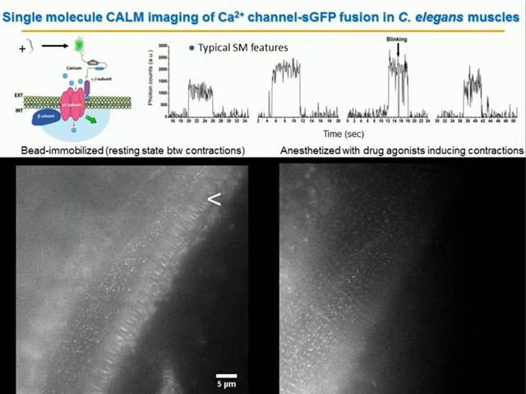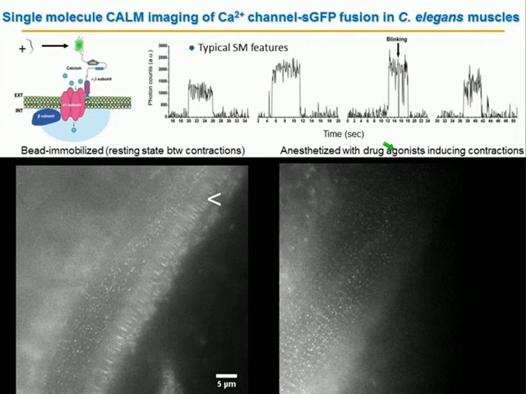and we basically have two types of imaging conditions, where we immobilize the worm on beads and image the worm between contractions. That's what we call a resting state, and you will see on the right-hand side of this movie a secondary way of imaging the worm, through the use of an anesthetic where the muscle is induced to contract. And as you can see again from the left-hand side, the little bright spots that you're seeing correspond to individual calcium channels being activated at the surface under what we call the resting state.